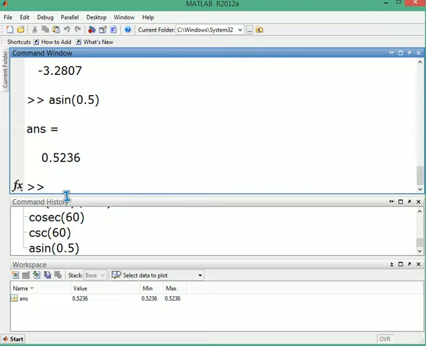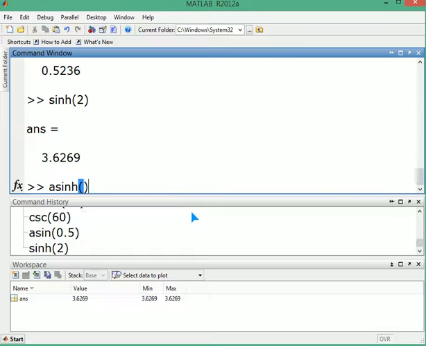Then coming to hyperbolic functions, that is sin followed by h, that will be a hyperbolic sine function. Just pass any value and you will get the answer. Again, inverse hyperbolic functions are also there. For that you may use asinh and pass some value. This is also a solution for you.